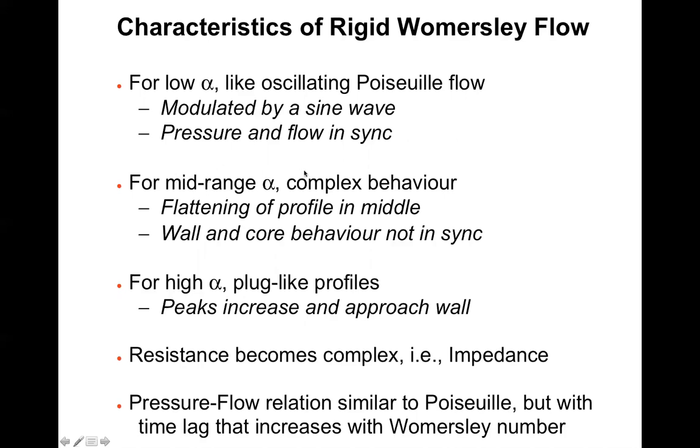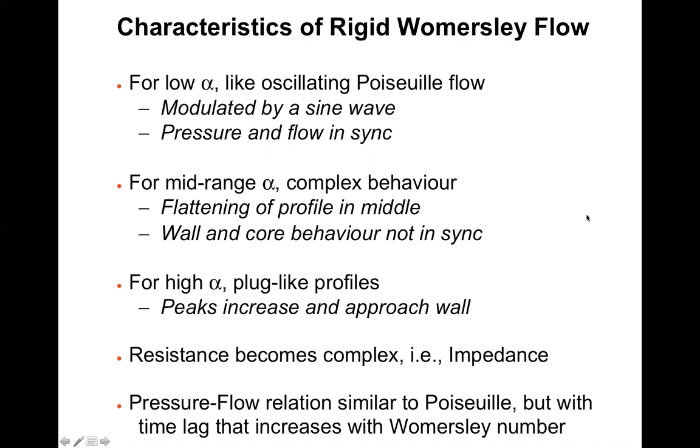For medium alpha, you get complex behavior where the flow profile flattens in the middle, and the wall and the core behavior are not completely in sync. If you get high Womersley number, you get plug-like profiles for most of the lumen, and then you get peaks that increase and approach the wall as alpha increases.